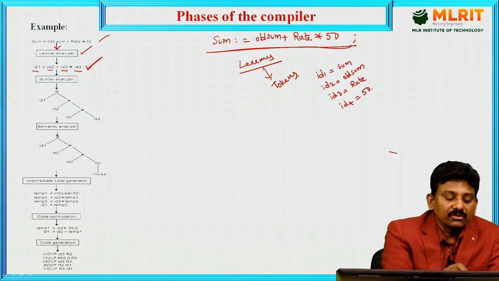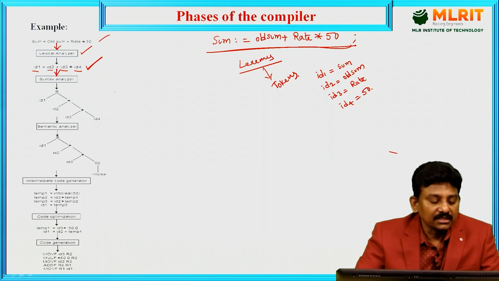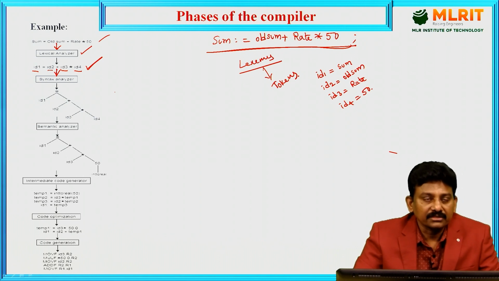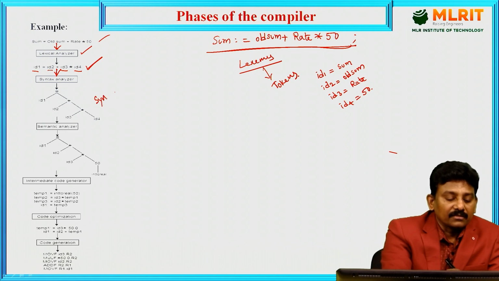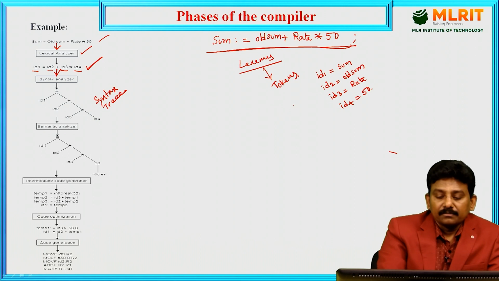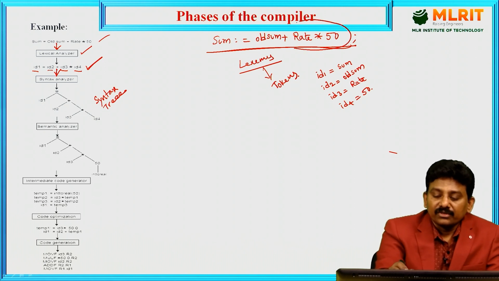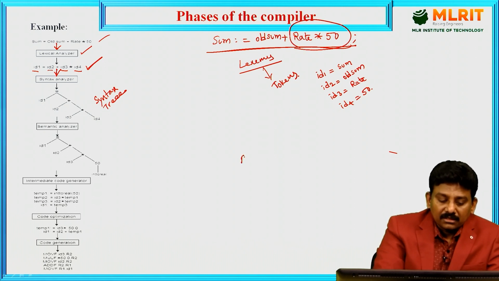These sequences of tokens are given to the syntax analyzer, the second phase of the compiler. The syntax analyzer takes the sequence of tokens as input and constructs the syntax tree or parse tree. Here first rate into 50 is evaluated. Rate means identifier 3. Identifier 3 is multiplied with 50, identifier 4.